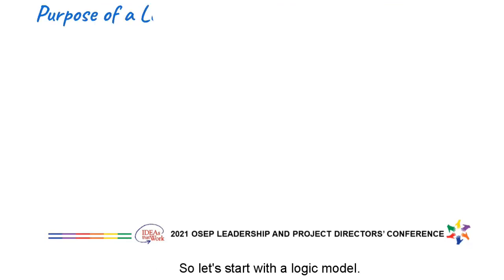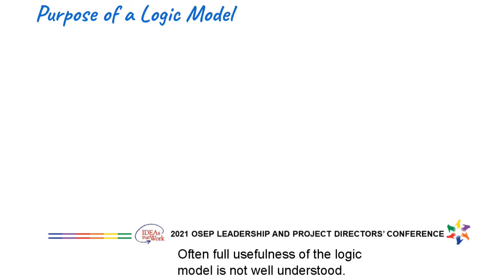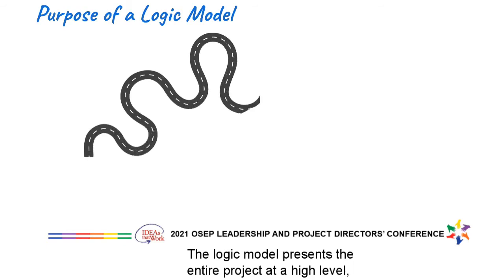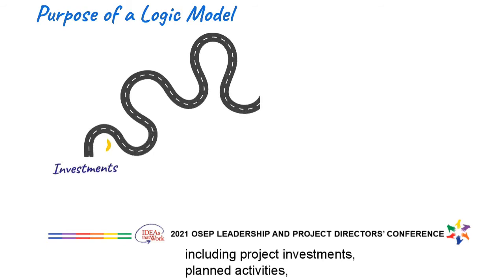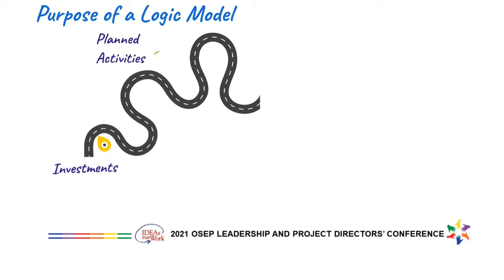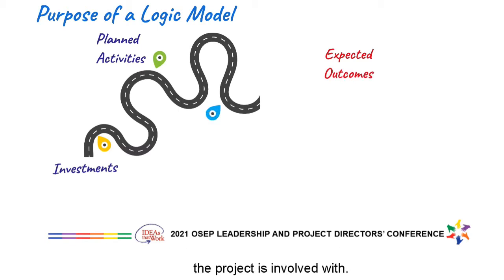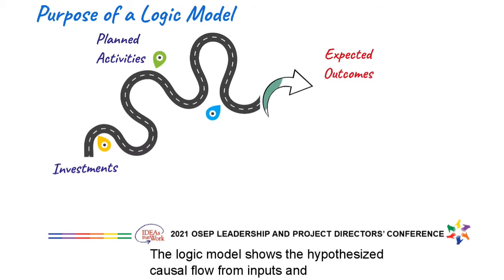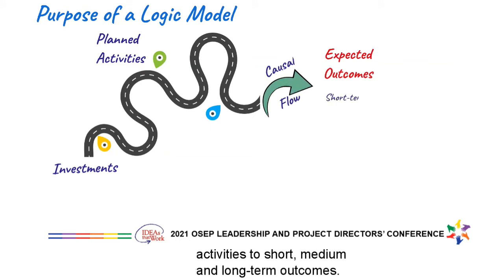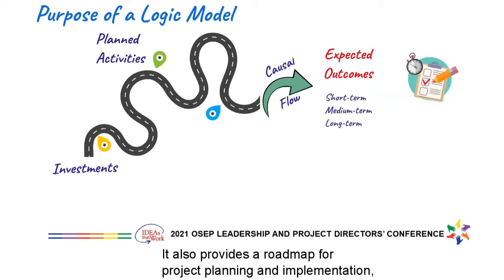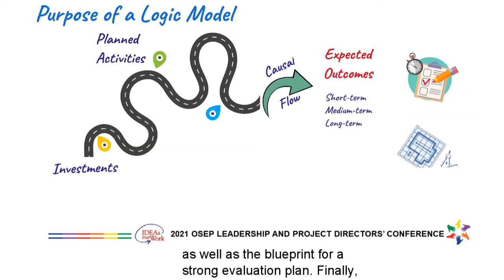So let's start with a logic model. Often the full usefulness of the logic model is not well understood. The logic model presents the entire project at a high level, including project investments, planned activities, and the expected outcomes at different points in time and for different groups the project is involved with. The logic model shows the hypothesized causal flow from inputs and activities to short, medium, and long-term outcomes. It also provides a roadmap for project planning and implementation, as well as the blueprint for a strong evaluation plan.